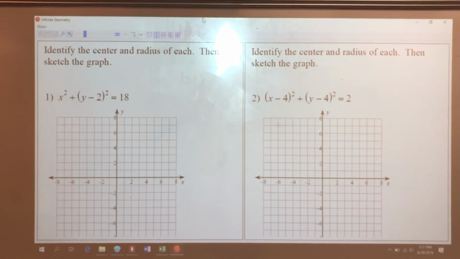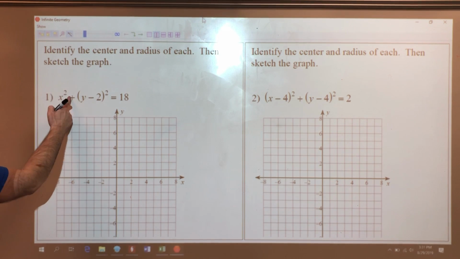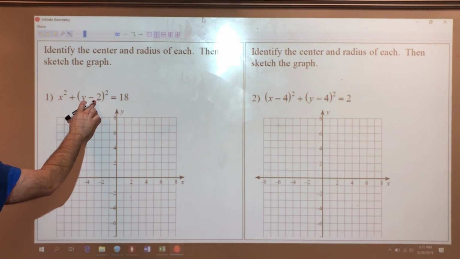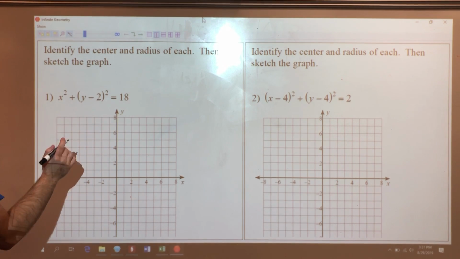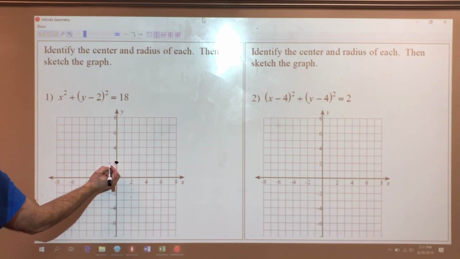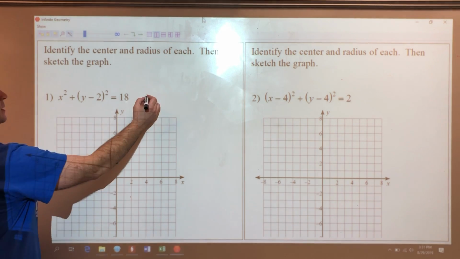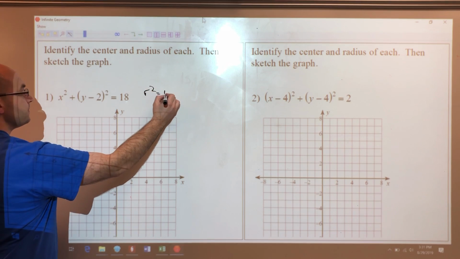For number one, I'm giving you the equation of the circle, and you have to graph it. The first one will be a center of 0, 2. Because it's just x squared, my h value is 0, and the 2 is the opposite of what's in the equation, which represents the center. So (0, 2) is the center of the circle. Now, remember it's r squared, so r squared equals 18.